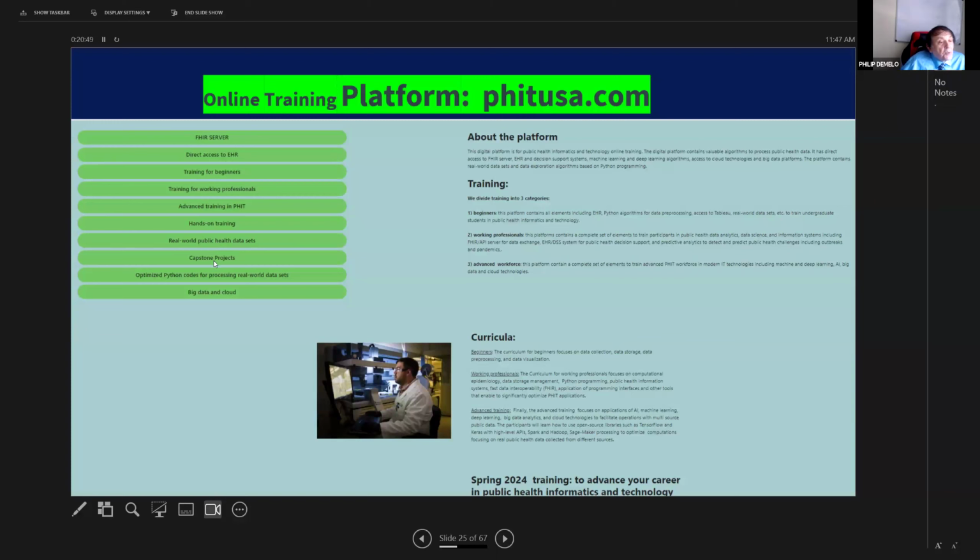Then we have capstone projects. Students who finished, for example, advanced training or training for working professionals, click on capstone project and they start working on it. Then we have various codes already optimized, which is very handy. Python codes for processing real-world data sets.